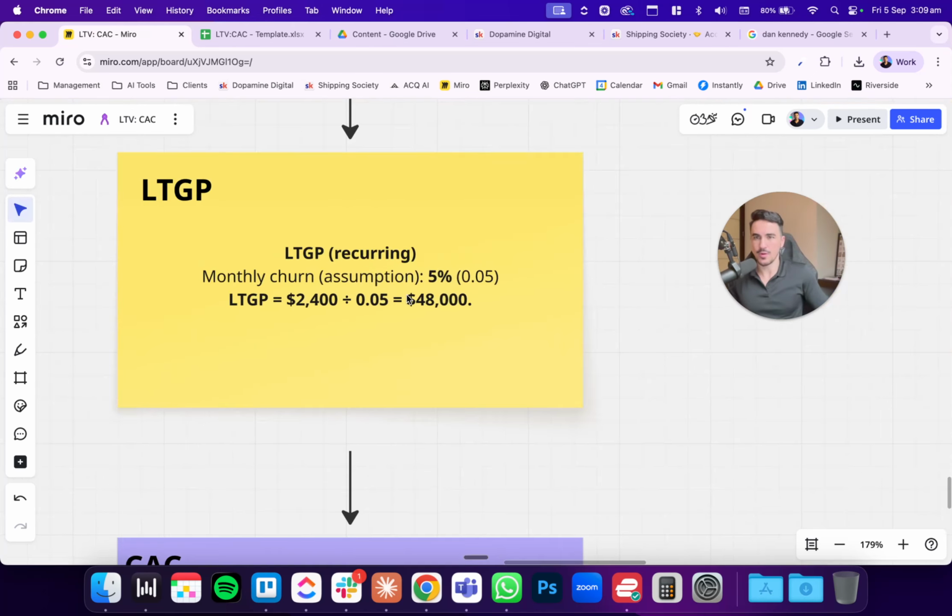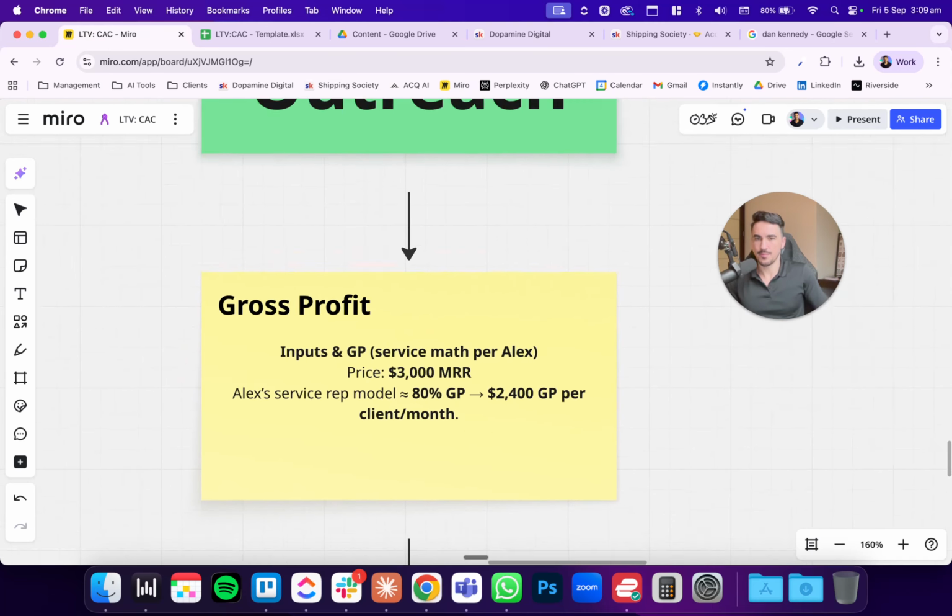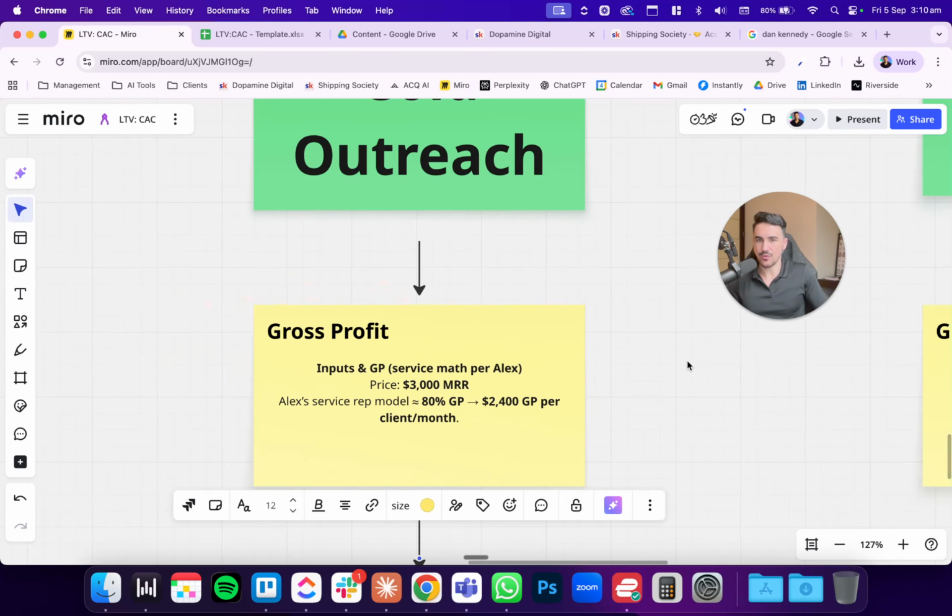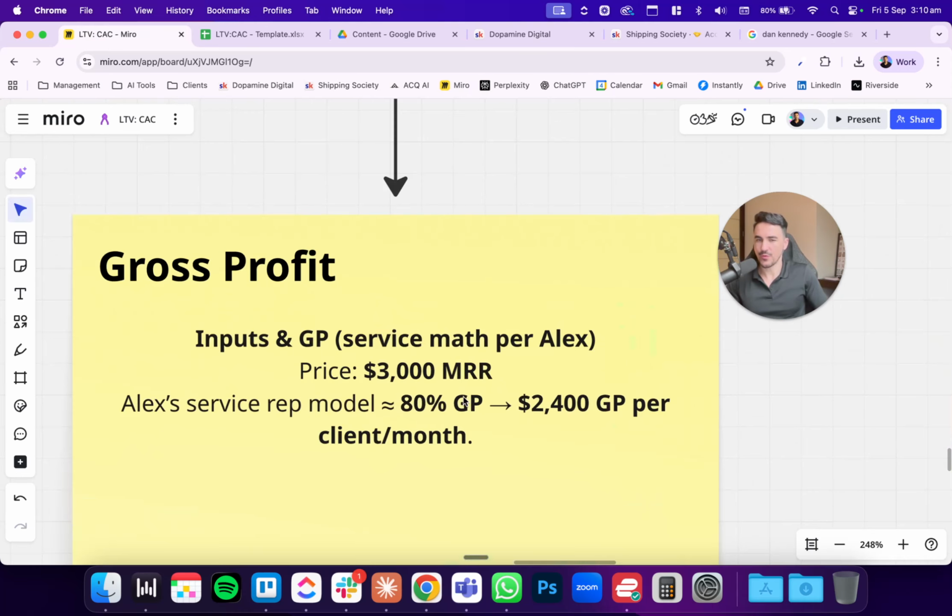Okay, so gross profit. Inputs and gross profit. We've got $3,000 MRR. Now, Alex talks about having 80% gross profit on a service business like this, so we're going to assume that $2,400 is our gross profit.